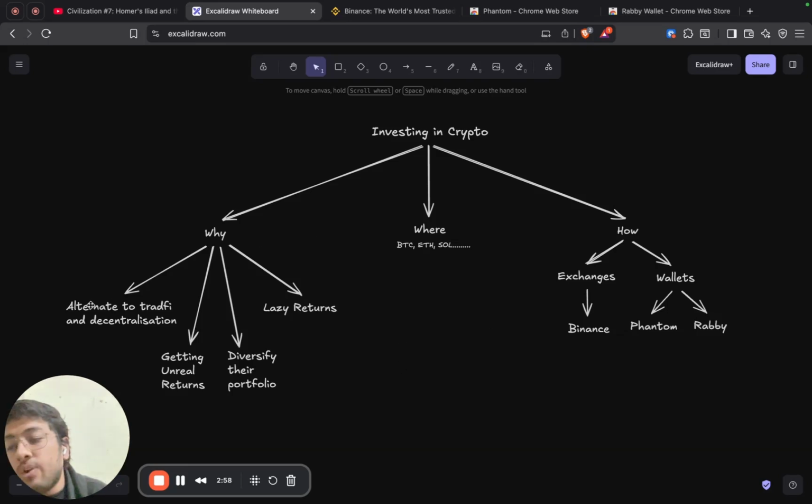Why? Now, when you ask this question, you'll most probably end up hearing the word decentralization. You should invest in crypto because it decentralizes the world, it decentralizes finance, it decentralizes currency, it decentralizes power. The second thing that you'll hear is it's an alternate to traditional finance. It is decentralizing finance. So, this is true to a very large extent, but this doesn't give us anything actionable.